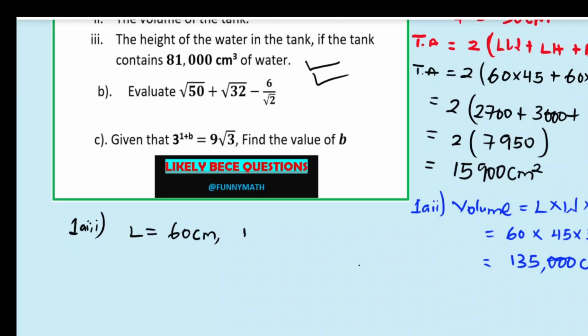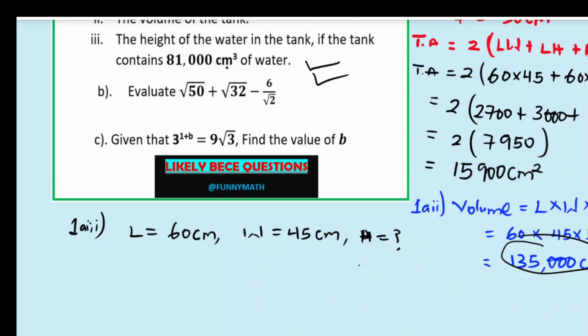And the width is going to be the same width, that was 45 centimeters in the question. But the height is going to change, and that is what we are going to look for. Why? Because the volume of water in a container is not the same as the total amount of water that the container can take. So this will come with its own height, and that is what we are going to look for. So what are we going to do?